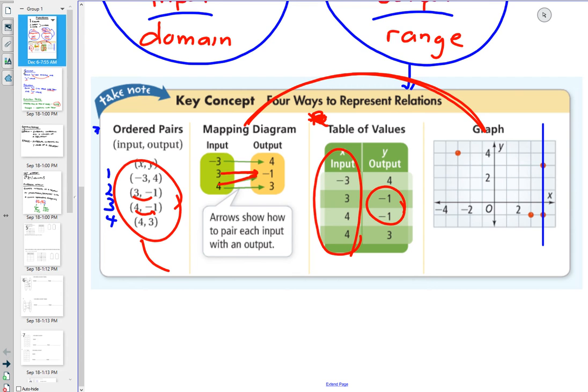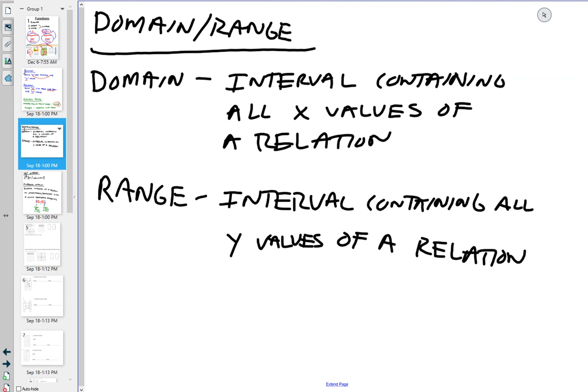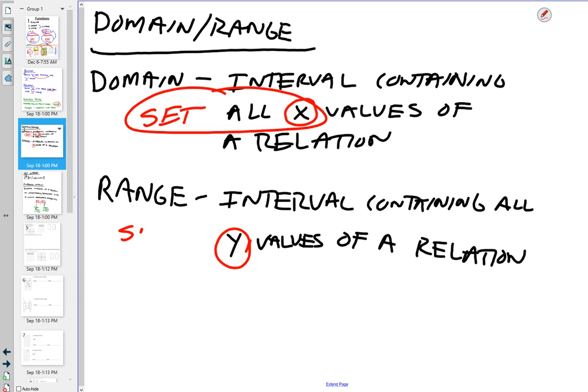Okay. So now let's go to domain and range. On the first slide, you already saw that we mentioned domain having to do with x values, and we mentioned range had to do with y values. But it's more than just that. Domain is a set of all x values. The range is a set of all y values. What do I mean by set? What's another word for set? If I'm talking about a set of something. Place.